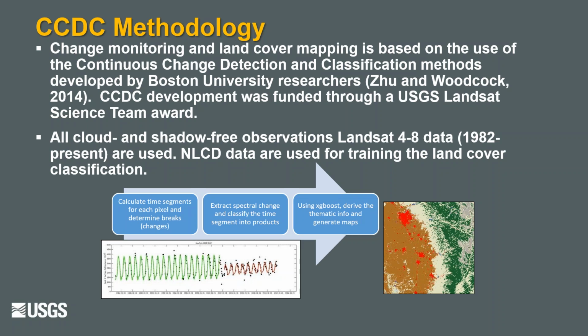So we calculate these time segment models for each pixel, and then determine the breaks. That gives us information for when a change happened. And then we extract that information on change and classify the time segment into products. These products right now are being created on an annual time step. They could be created on a higher time step, like seasonal. Seasonal information could be pulled out of this. We have not climbed that hill yet. So the first goal is to create the annual data and move forward with that.